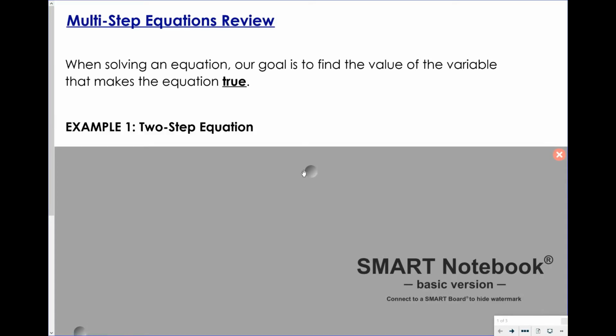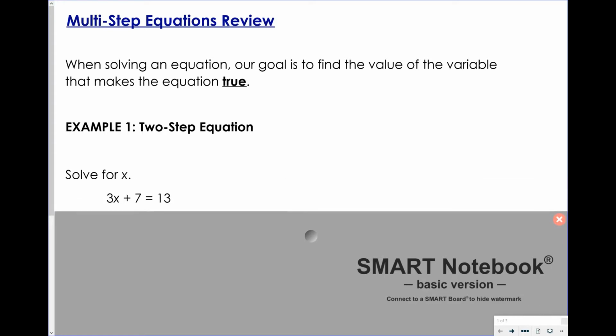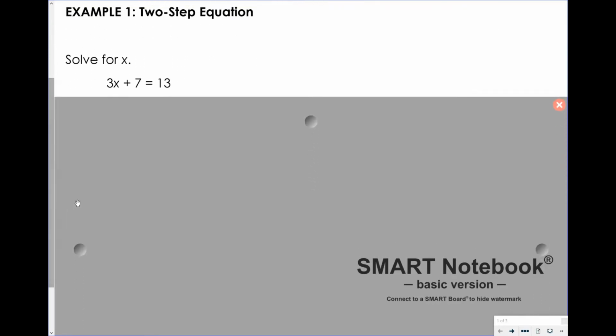Step one. Our first example is a two-step equation. So we're going to solve for x. And here's our lovely equation. Let me scoot this down. Make sure you guys copy this down here. And I'm scooting down. So a two-step equation. So let's solve for x. We got 3x plus 7 equals 13.